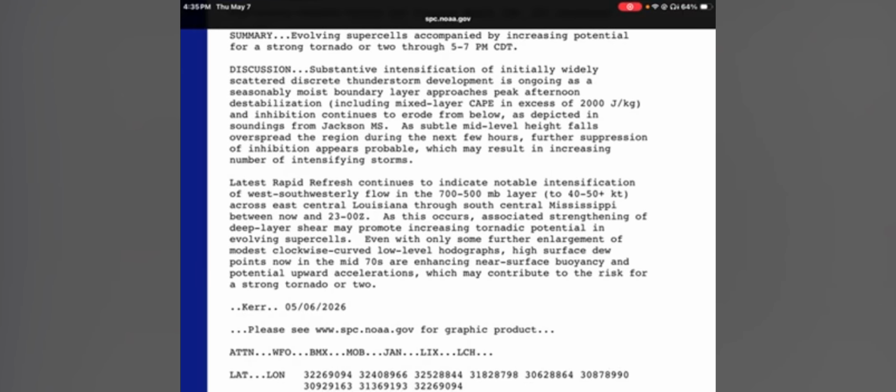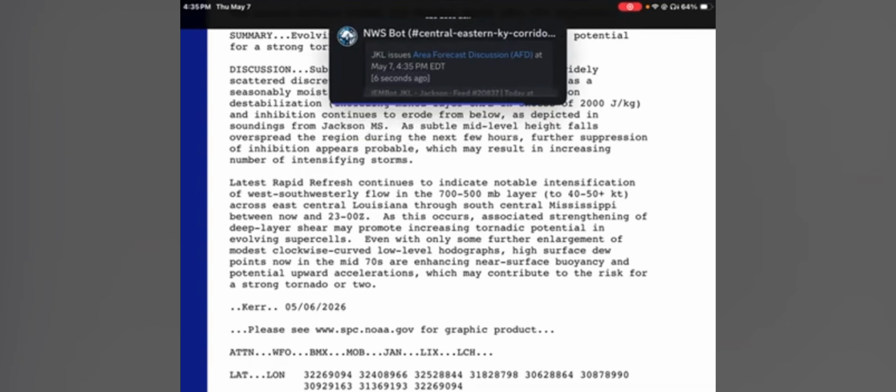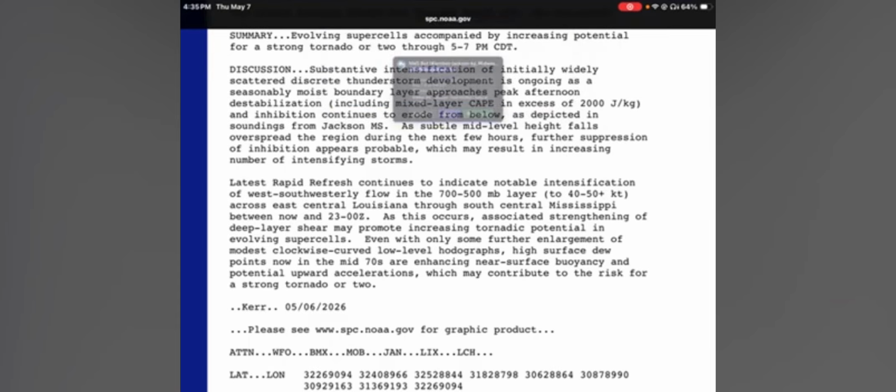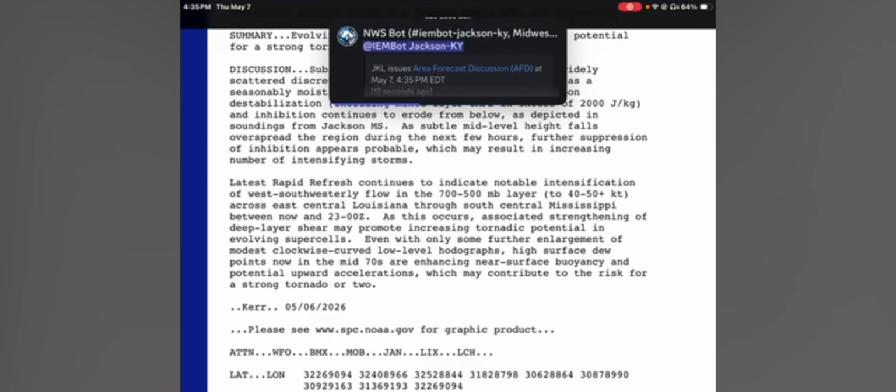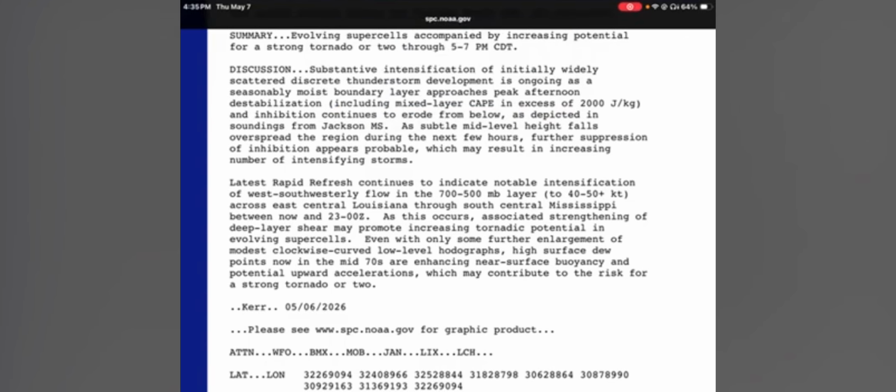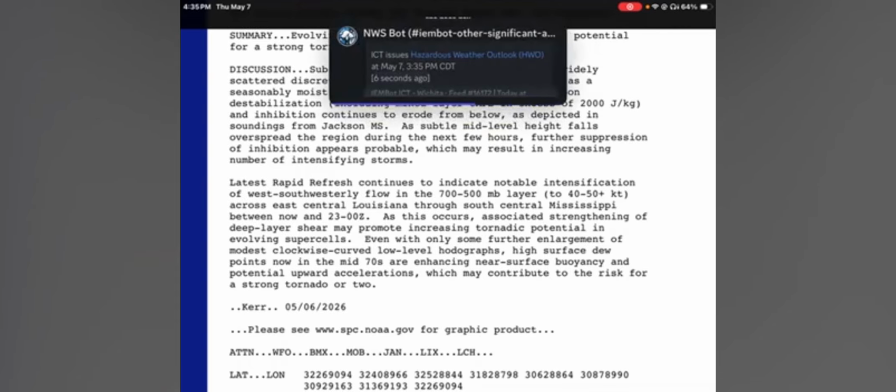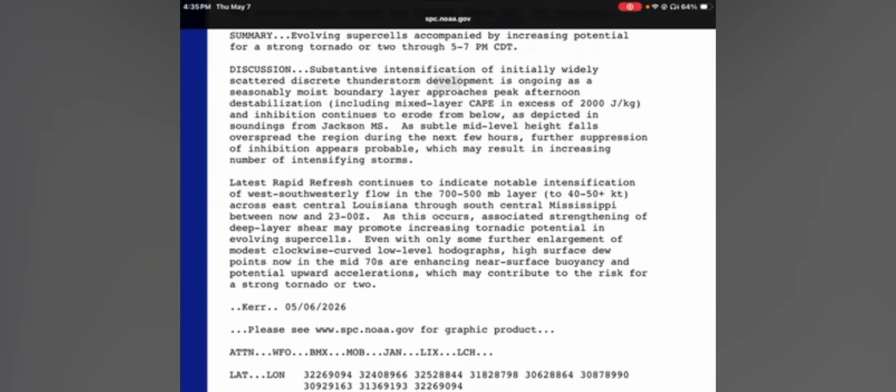Latest rapid refresh continues to indicate notable intensification of west to southwesterly flow in the 700 to 500 millibar layer, around 40 to 50 knots, across east central Louisiana through south central Mississippi between now and 23Z to 0Z. As this occurs, associated strengthening of deep layer shear may promote increasing tornadic potential in evolving supercells, even with only some further enlargement of modest clockwise curved low-level hodographs. High surface dew points, now in the mid-70s, are enhancing near-surface buoyancy and potential upward accelerations, which may contribute to the risk for a strong tornado or two.